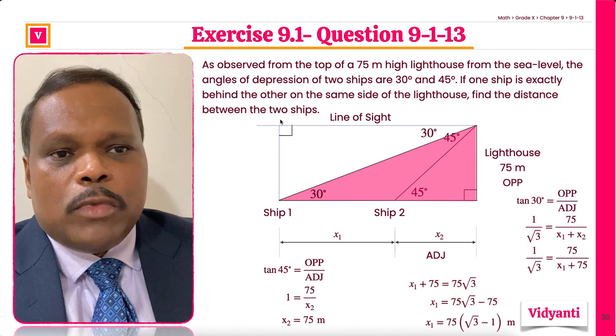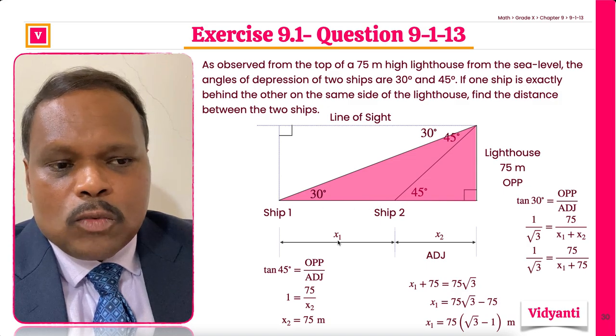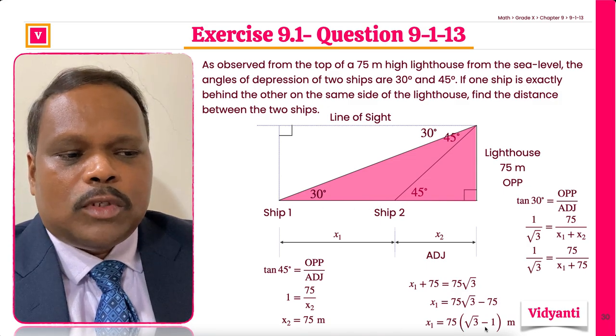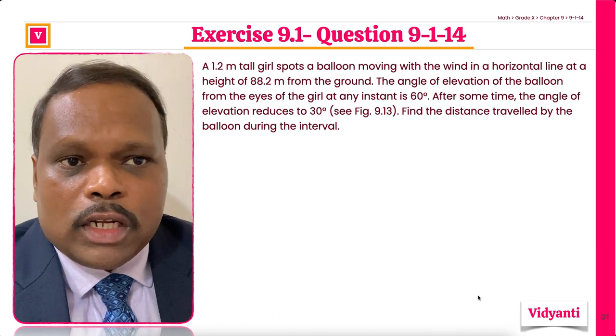Find the distance between the two ships. Ship 1 is here, ship 2 is here. The distance between the two ships is x1, and that is 75 times root 3 minus 1. That will be your final answer. Let's go to question 14.